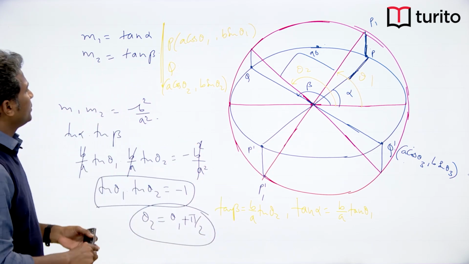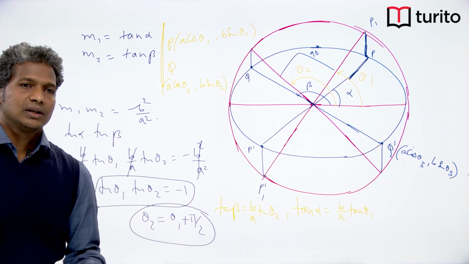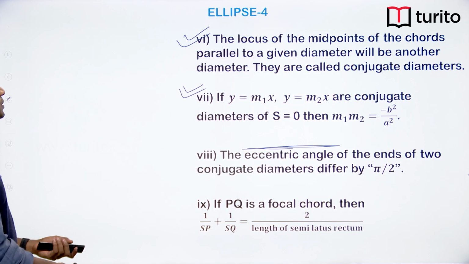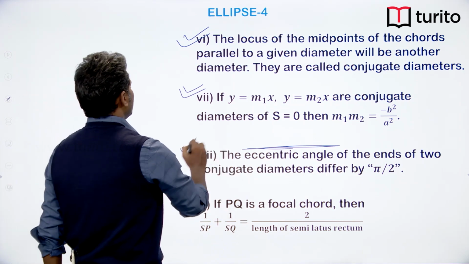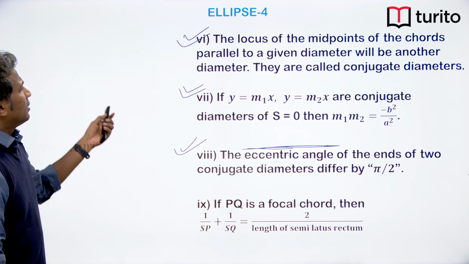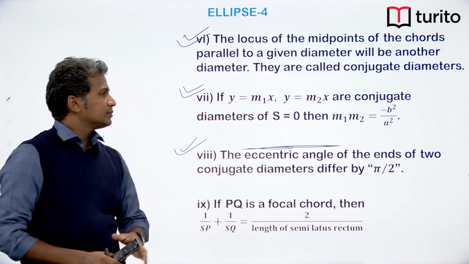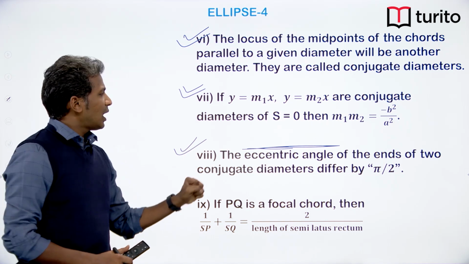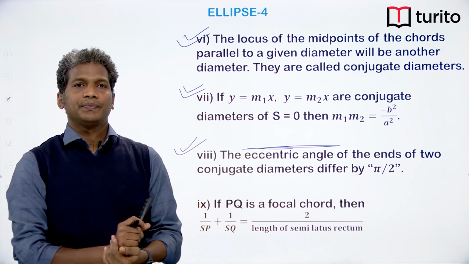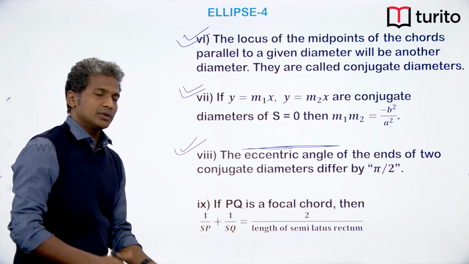Okay. So, I hope you have liked this sign analysis. Now, quickly make a note of this. Okay. So, basically we have proved all three of them in one single go. Okay. So, what is conjugate diameters, what is the property and what is the difference of eccentric angles of these conjugate diameters. So, we have learned this. Now, we will move on to the next property.